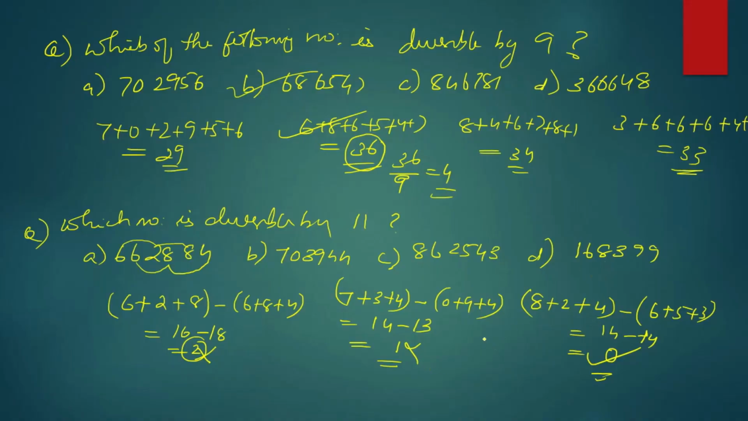Okay, you can check this number also. 1 plus 8 plus 9 minus 6 plus 3 plus 8. So this is 18 minus 17, which is equal to 1, not divisible by 11. Okay, here the answer is option C.